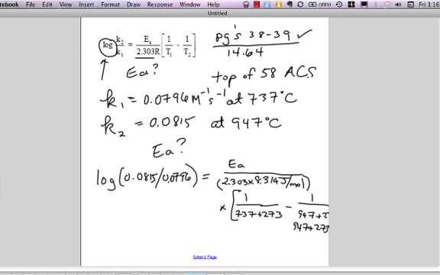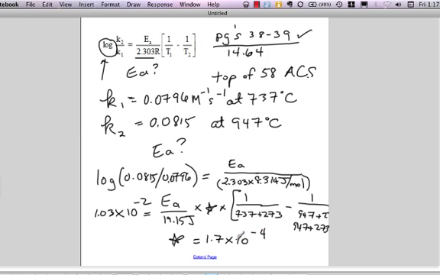Okay, so now we're going to simplify. When I take the log of these two things here, I get 1.03 times 10 to the minus 2 equals EA over, when I multiply the 2.303 times 8.314, I get 19.15, and essentially that's your joules, times star, and star is equal to, when I take this minus that, 1.7 times 10 to the minus 4.